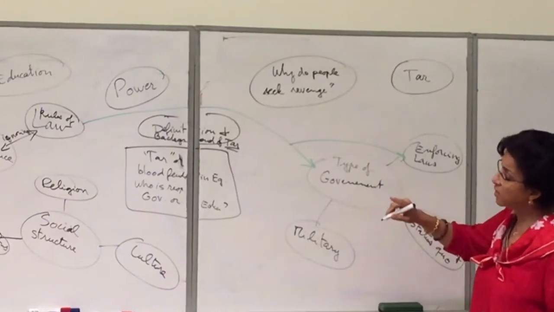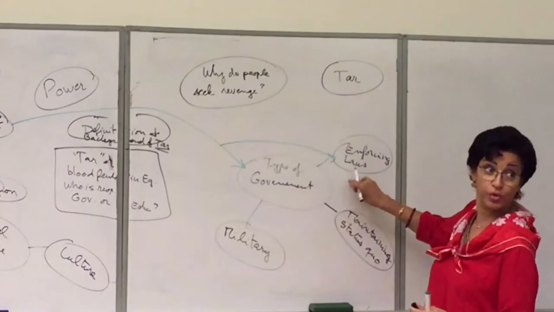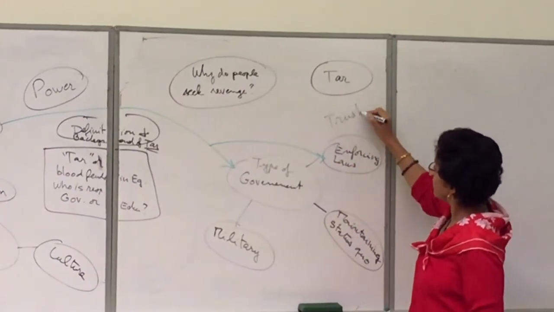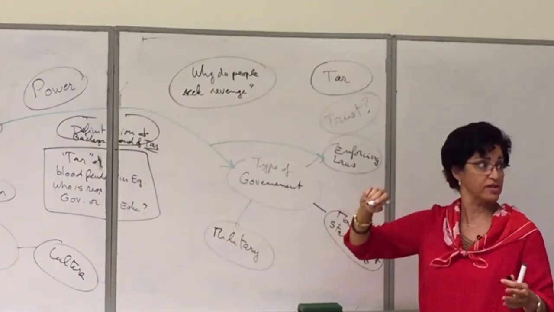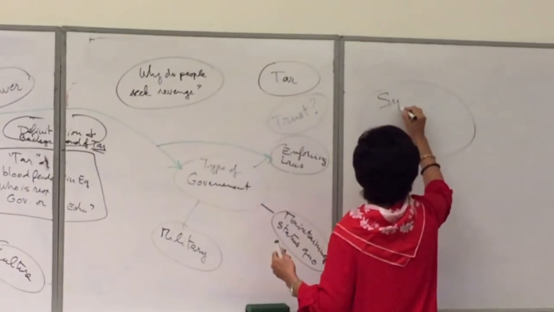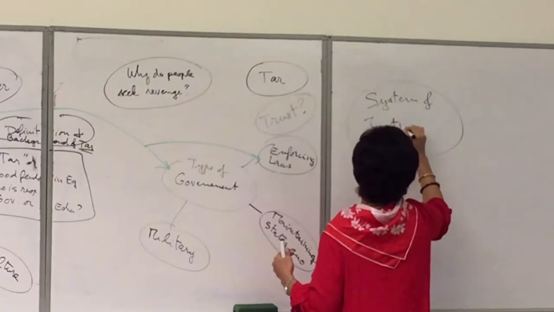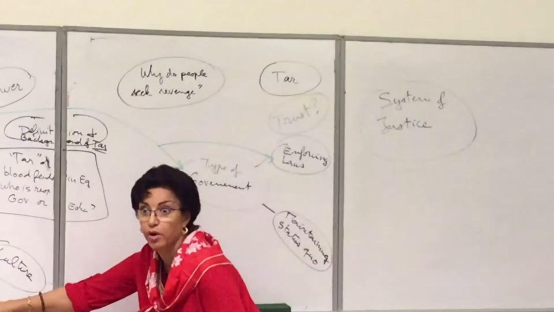Trust. So where would we put the trust? The relationship between the people and the government. Do we trust this? Yeah? So trust. Maybe justice also. Where would we put the justice system? Power. Let's put a system of justice here. Do we trust the law itself? Exactly. So here, you have an important link, yeah?